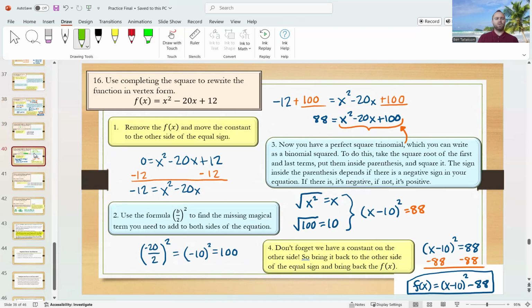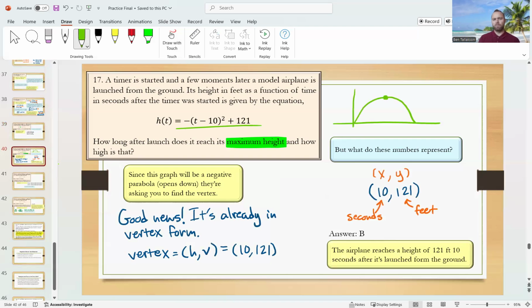Yeah, so it's already in vertex form, meaning you take H, which is dishonest H, so the opposite of what you see, and K, and there's your vertex. That wasn't hard to find, but you got to know what these things stand for.